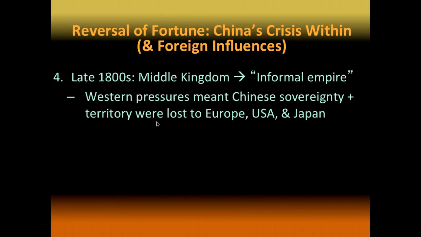By the end of the 19th century, the end of the 1800s, the once powerful Middle Kingdom found itself in an informal empire, losing a lot of sovereignty, a lot of self-control, to Europeans, Americans, and Japanese, mainly because of Western pressures.